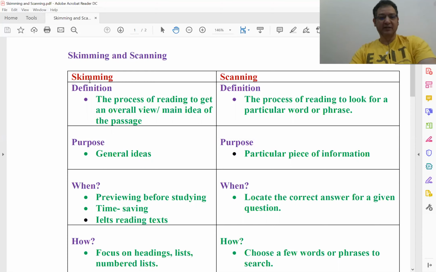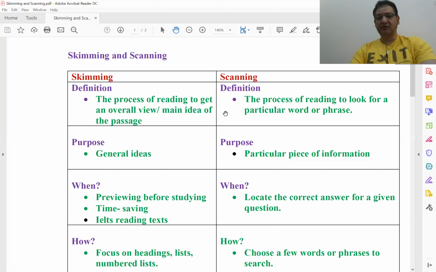First, what is skimming? Let's go to the definition of skimming. Skimming is the process of reading to get an overall view, the main idea of the passage. So when you start with skimming, this means your purpose of reading is to get the main ideas and the general idea of the passage or the text. But scanning is the process of reading to look for a particular word or phrase.